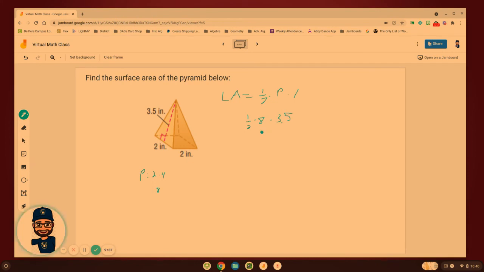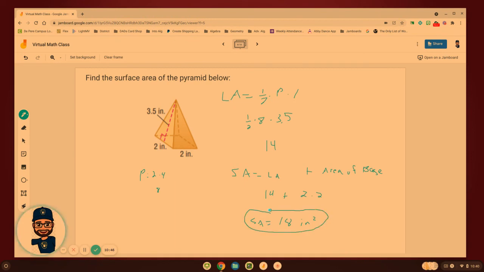Or 4 times 3.5. I want to say that that's 16. 14? Or how about 28 times half is 14. So our lateral area is 14. Surface area equals our lateral area plus the area of the base. All right, we know the lateral area is 14 plus the area of the base, which is 2 by 2, or 4, plus 14 gives us 18 square inches for the surface area of this particular pyramid.